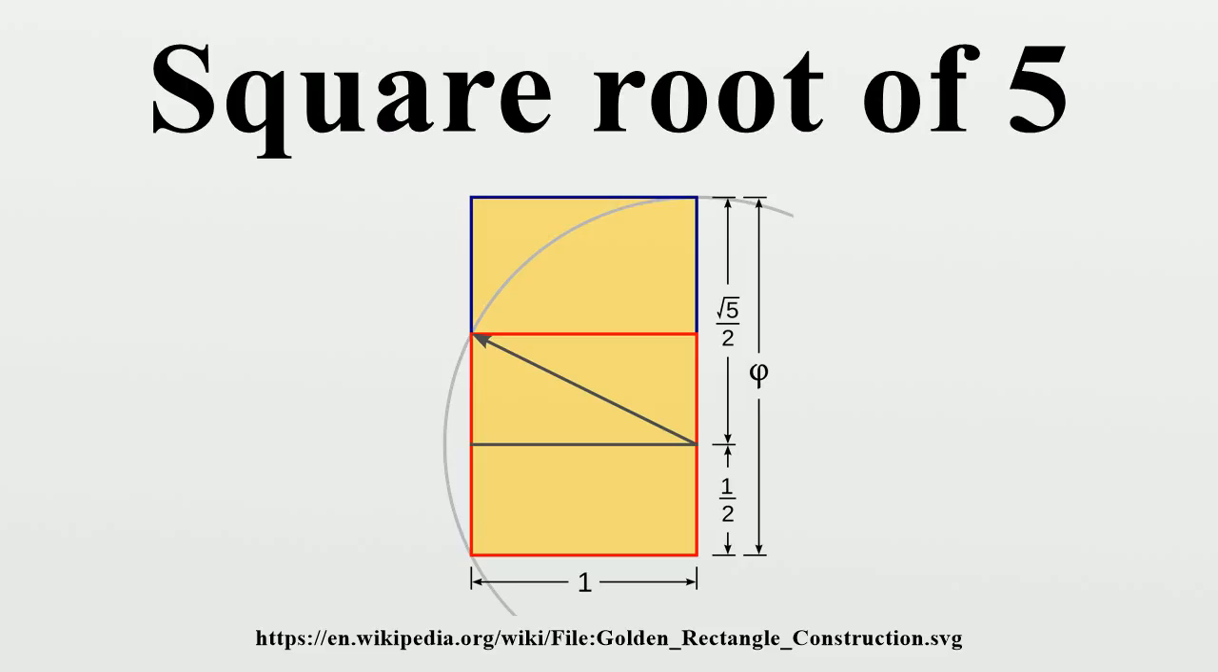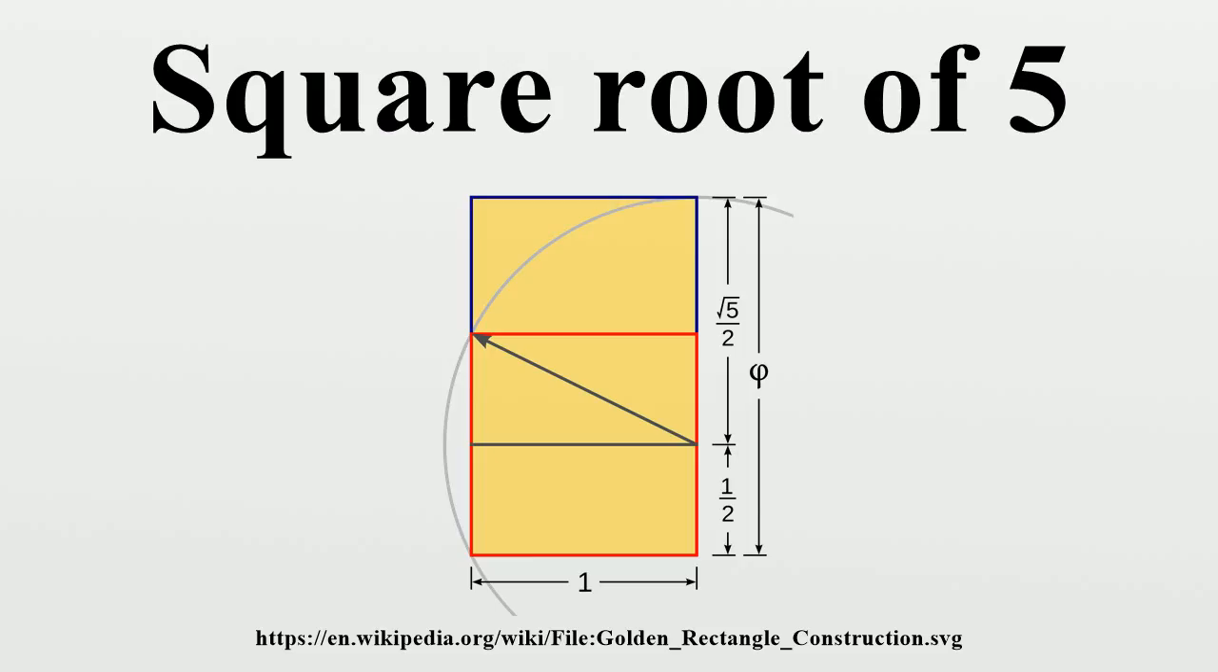Babylonian method. When the square root of 5 is computed with the Babylonian method, starting with r0 equals 2 and using rn plus 1 equals the average of rn and 5 over rn, the nth approximant rn is equal to the 2 to the nth convergent of the continued fraction sequence.